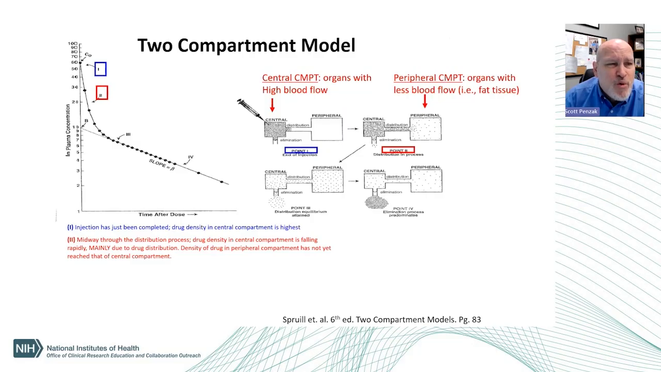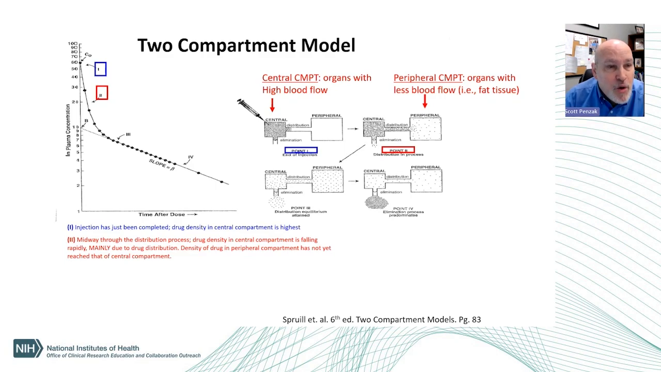So that's where we are on the curve here. And this is called the distributional point of the curve. It says midway through the distribution process, drug density in the central compartment is falling. Is that right? Yes, it's falling. See, it's less dense than what it was over here, mainly due to drug distribution. Density of the drug in the peripheral compartment has not yet reached that of the central compartment. So you don't have an equilibrium yet here. The drug is still primarily moving from the central to the peripheral compartment.